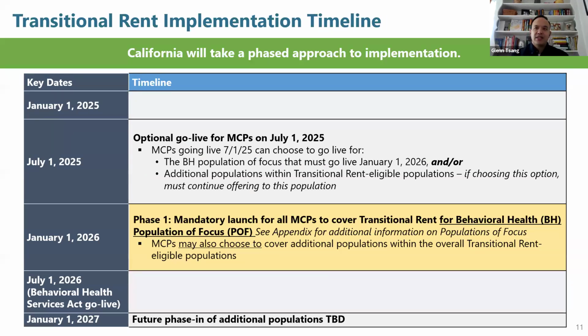So a little bit about our implementation timeline. July 1st, managed care plans, this will be the earliest plans can begin offering transitional rent. This will be an optional go live for our plan partners. Plans can choose from any population of focus, which I'll flash on the next slide, but that'll be an optional go live beginning July 1st.